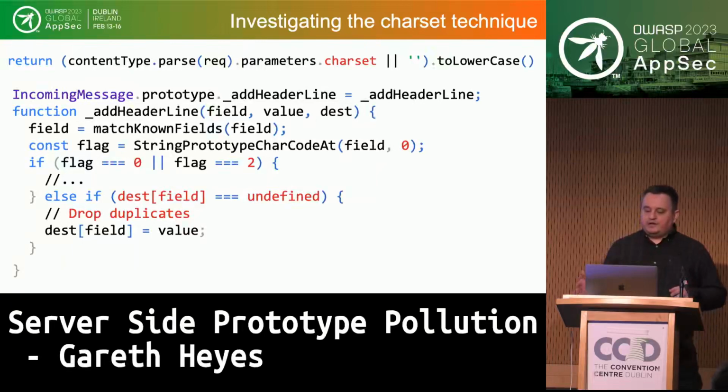So if it's not undefined, and it won't be undefined because we've polluted the object prototype with the content type, then when Node checks to see if that field exists, it will exist because we've injected it, and therefore it won't have the original content type. And that's why it works. It was quite tricky to find that, but yeah, it was good fun.